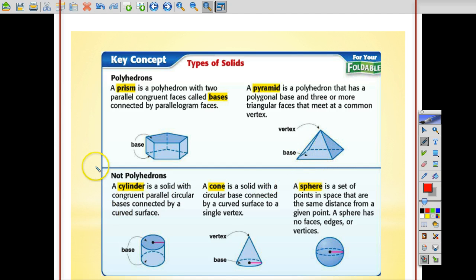Some solids are not polyhedrons. A cylinder has a circle for top and bottom; the bases are circles. A cone has a circle as a base, and the faces meet at one vertex. A sphere is like a ball; it has no faces, edges, or vertices. It's just a set of points in space that are the same distance from a given point.